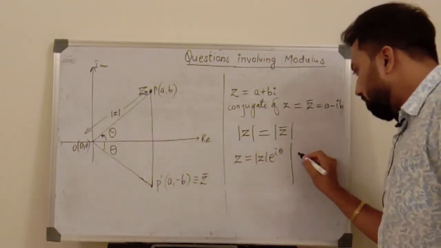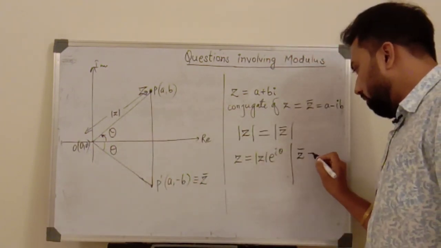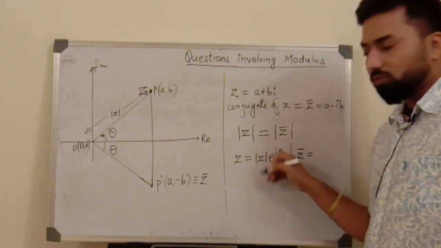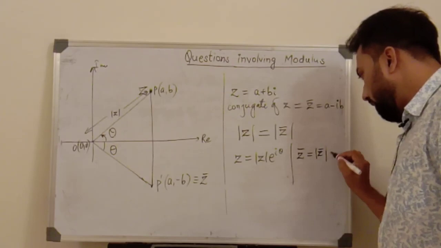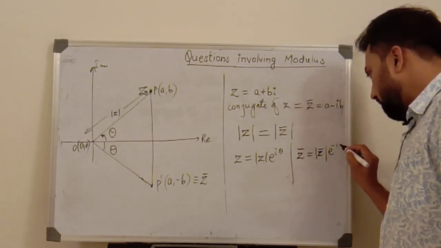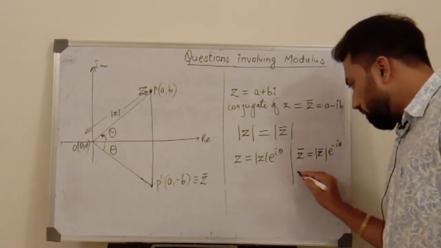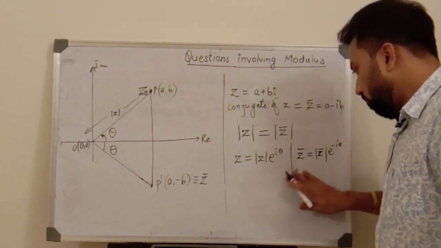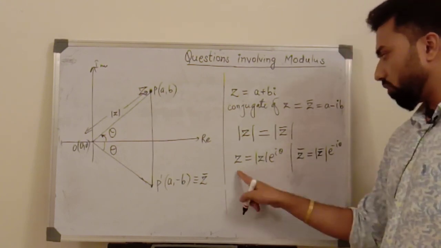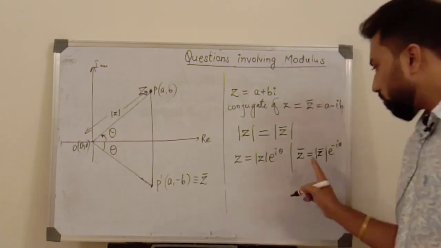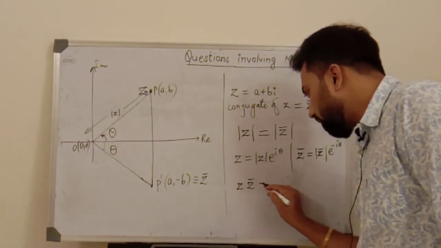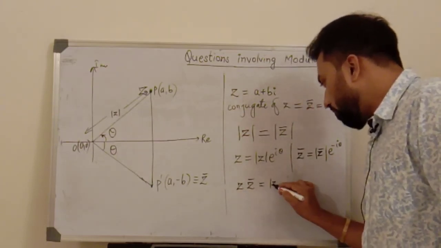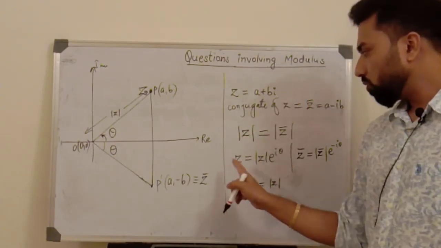So for z bar, we're writing mod of z bar is equal to mod of z. So here we will be writing z bar as mod of z bar e raised to the power minus i theta. Now let's say this is the value of z and this is the value of z bar. Now if you multiply here, we will be getting mod of z bar is equal to mod of z.